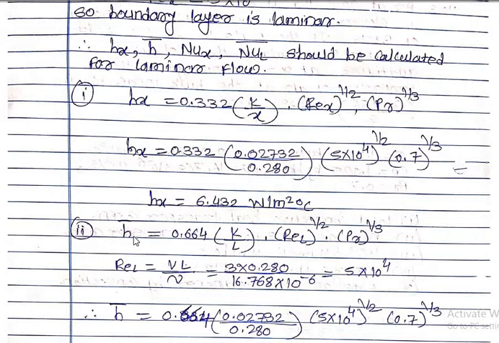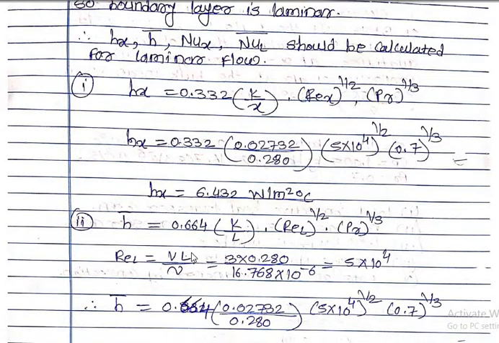Here h-bar is the average heat transfer coefficient, and Re_L is the average Reynolds number. Now we have to find the average Reynolds number. As the length of the plate is 280 mm, the average and local Reynolds number will be the same. That is V × L / ν, where V is the velocity, 3, and L is the total length of the plate, 0.280, divided by the kinematic viscosity 16.768 × 10^-6. So we get the average Reynolds number as once again 5 × 10^4.